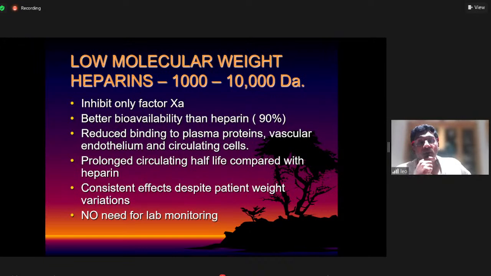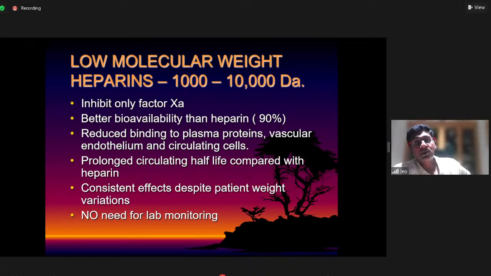Now, the advantages of low molecular weight heparin: it can be given as a subcutaneous dose. It works only on factor 10A. It has got a better bioavailability than heparin alone, which is about 90%. There is a reduced binding to plasma proteins in the vascular endothelium and other circulating cells. It's got a prolonged circulating half-life.